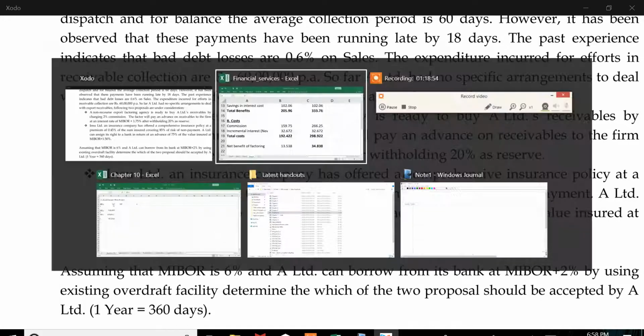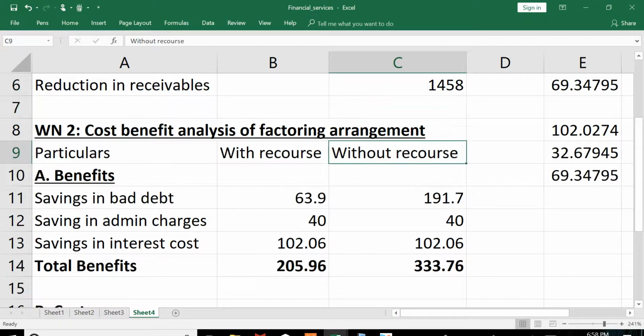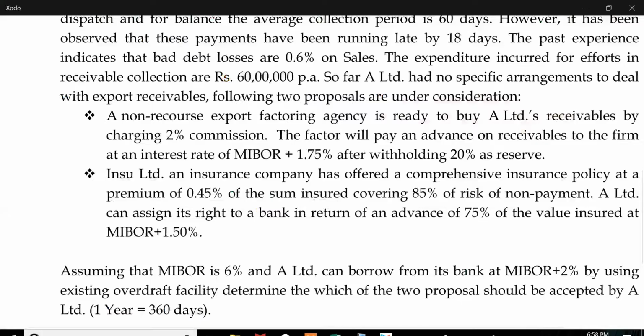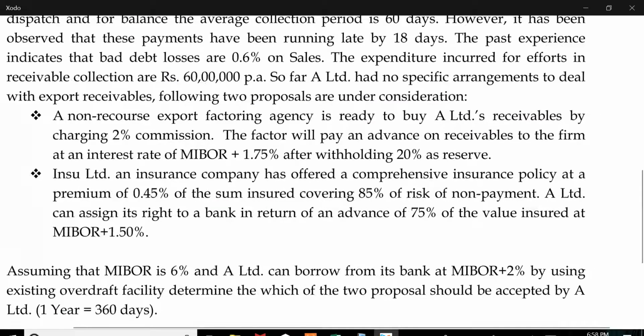In the last problem we did, there was a savings in interest cost and an incremental interest cost. That concept is not there here because you are not saving receivables. The interest concept is there, but it's not incremental, it's decremental. He is saying, I'll charge you only MIBOR plus 1.75, whereas my bank has been charging me MIBOR plus 2%. So technically I end up saving some money there. With a factor, you save interest to some extent, you save bad debt, you save administration. Against all of this you end up paying commission.